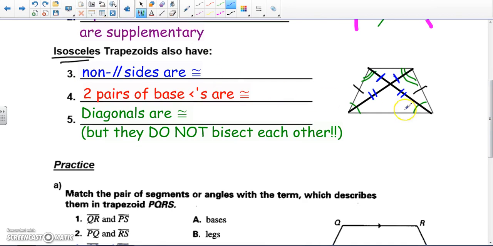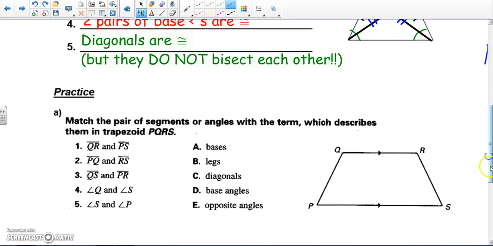So a couple quick examples. This is one of those cases where I want you to try it on your own. Just a matching game. Label the bases, the legs, the diagonals, base angles, opposite angles. Go ahead and match them. I'll write the answers after you unpause on the left-hand side here. So go ahead and pause now, and when you come back, I will have the answers there for you so you can see how you did. Pause now.